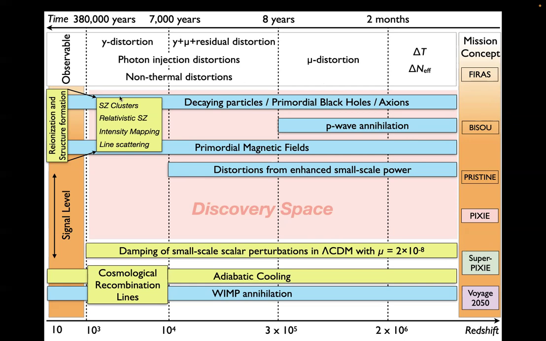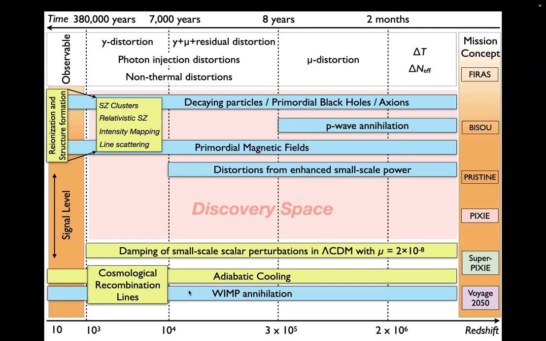So VIRUS didn't have the sensitivity to, for example, look at the late time signal created by clusters of galaxies on average, or the relativistic correction that comes from this. It was also far away from being able to look at the damping of acoustic modes, which predict a mu distortion of 10 to minus 8, and then the adiabatic cooling process that I already mentioned, and the cosmological recombination lines. But futuristic experiments might be able to reach down to this sensitivity.